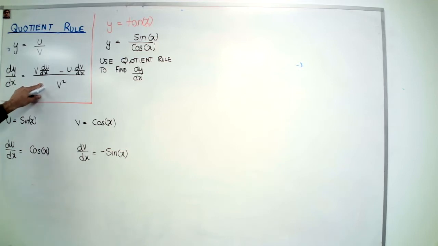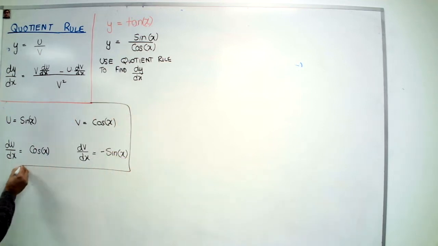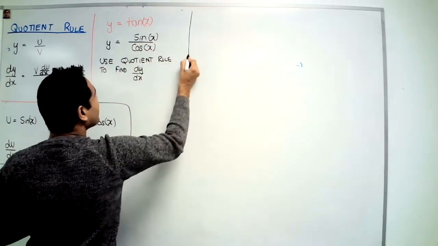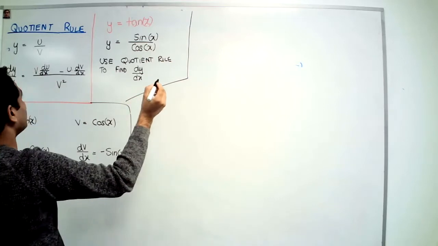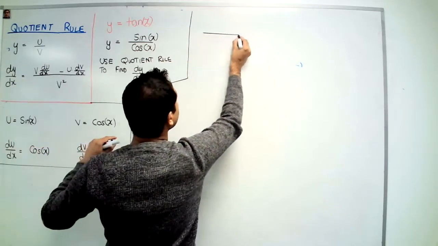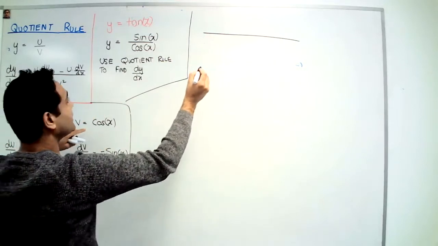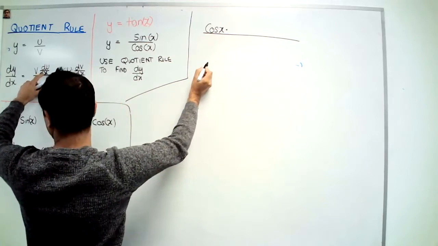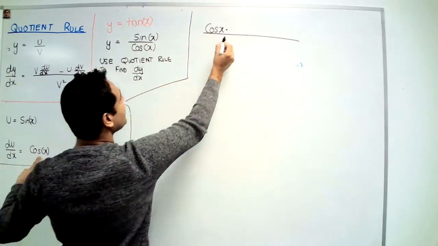Now I have the quotient rule formula. I will put everything into that formula to get an answer. Let's put that in and see what we get. According to the formula, I have v, which is cos x, times du over dx. du over dx is another cos x.